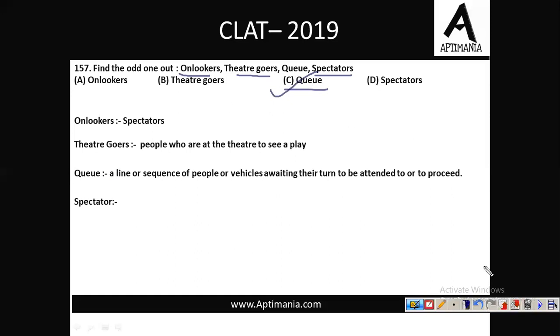Fine. Onlookers is a synonym for spectators. You can use this in some sense. Fine. Theater goers, so those who are going to theaters are the ones who are going there to watch some play or something like that. Fine. So queue is the one which is odd one out.